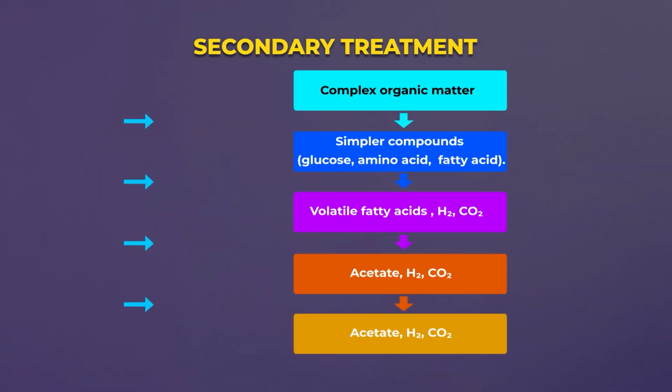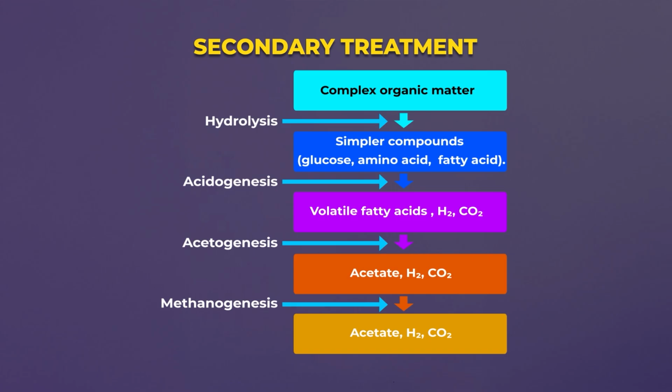Here you can see the flow diagram for the anaerobic digestion of the organic matter present in the wastewater. First, with the help of microbes, there will be hydrolysis of the complex organic matter, which will produce simpler compounds like glucose, amino acids, and fatty acids. Then the acidogenic microbes convert those simpler compounds to volatile fatty acids, hydrogen and carbon dioxide. Then comes the role of the acetogenic microbes, which convert these volatile fatty acids to acetate. Then the methanogenic microbes convert the acetate into methane, carbon dioxide, water and biomass. This is how the biomass, that is the sludge, is produced, and the methane gas is produced, which can be used as biogas or a source of heat energy.